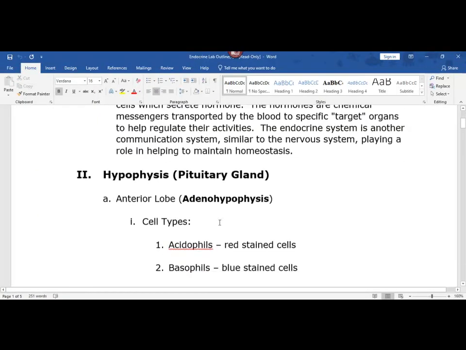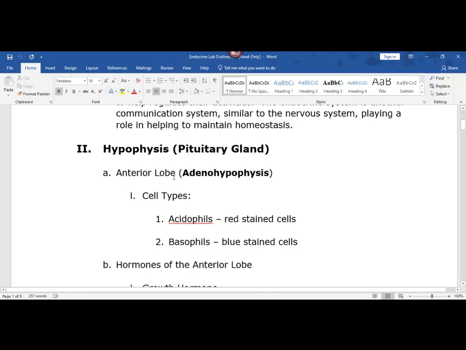So number one, the hypophysis or pituitary gland. Either name. The way medicine works is if this was called the pituitary gland 200 years ago and they decided, oh no, we're going to call it the hypophysis, they keep both names to honor tradition. So the anterior lobe, or what is called the adenohypophysis, you have to know both terms for these. You got to know both terms for those.